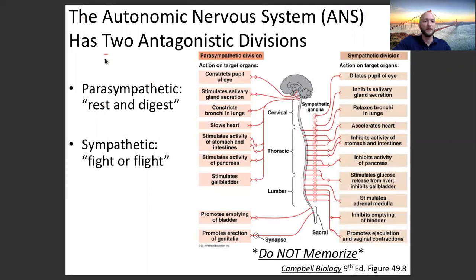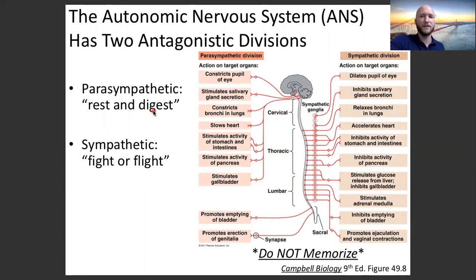The autonomic nervous system has two antagonistic divisions. So the majority of the time, things that are innervated by your autonomic nervous system have dual innervation. They're innervated by both sympathetic and parasympathetic, and they're antagonistic. So heart rate, for example, parasympathetic slows heart rate when it sends signals. Sympathetic accelerates the heart rate. They're antagonistic to each other. One will increase a variable, one will decrease a variable.